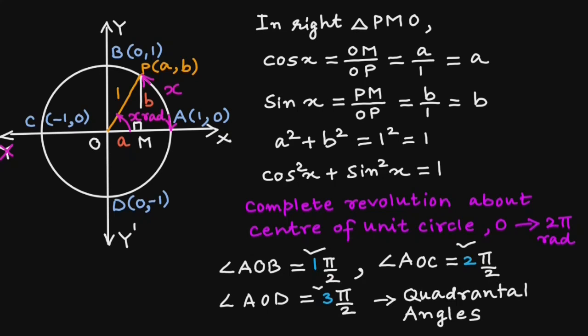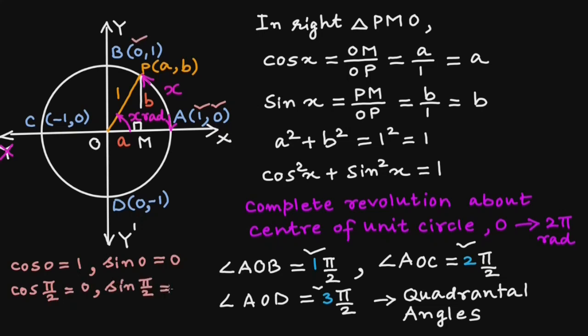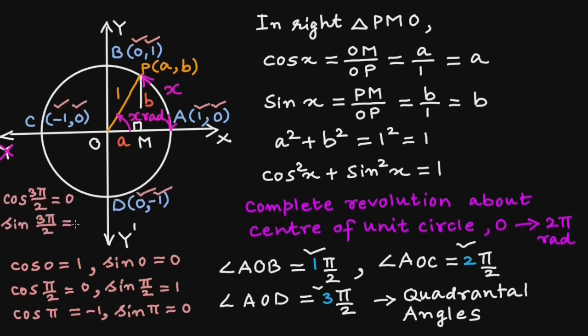So for these quadrantal angles, we have cos 0 is this 1, sin 0 is this 0, cos pi by 2 is this 0, sin pi by 2 is this 1, cos pi is this -1, sin pi is this 0, then cos 3 pi by 2 is this 0, sin 3 pi by 2 is this -1, cos 2 pi is again this 1, and sin 2 pi is again this 0.